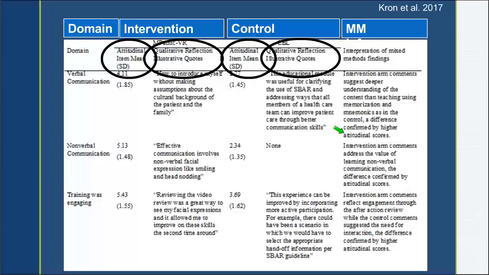So again, it's noting whether they agreed or disagreed, and that's what you see here by the difference confirmed, but then also discussing really what it was we learned by combining the two forms. And in this case, by combining the two forms and then also looking at the difference between the intervention and the control group.